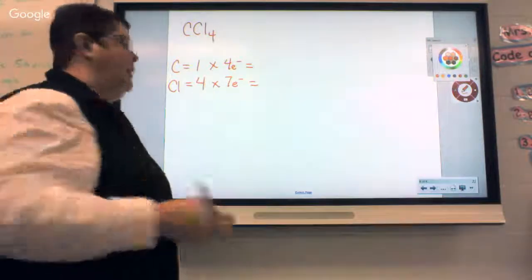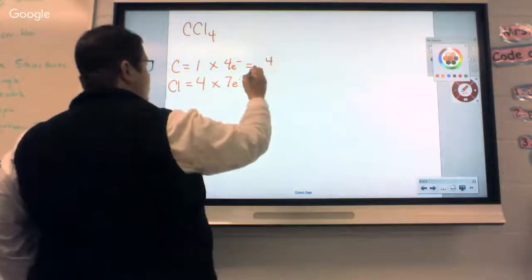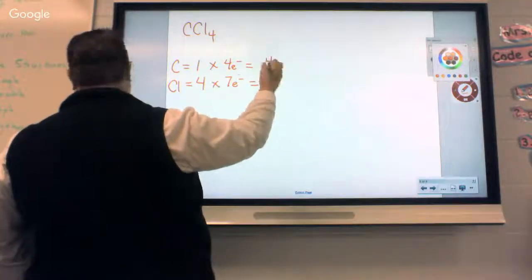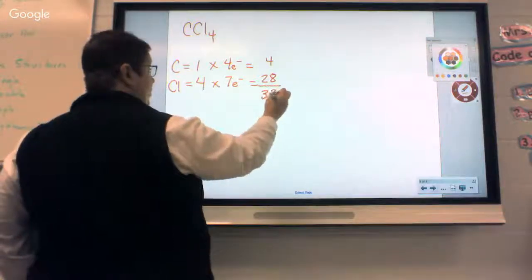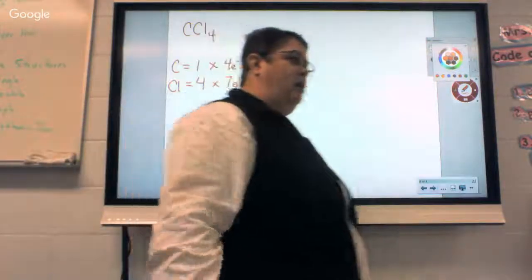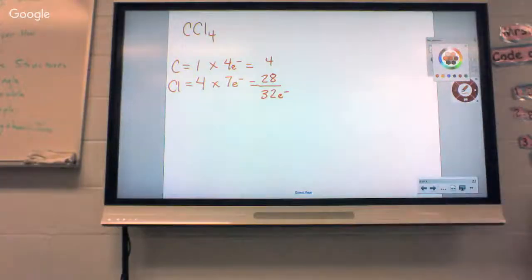Okay. So 1 times 4 is 4. 7 times 4 is 28. And then we add just like we always did, and we have a total of 32 electrons. So in our Lewis structure, we're going to have 32 electrons or 32 dots. Remember what I told you? These are like dot diagrams on steroids. So where we had 8 dots before, now we're going to have 32.